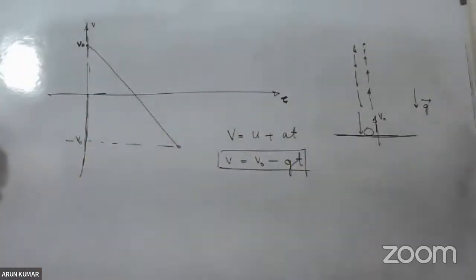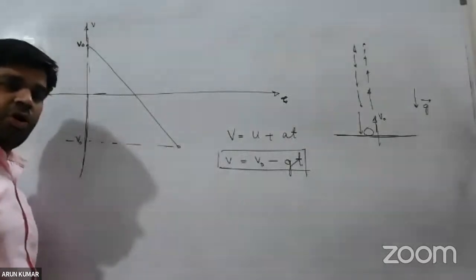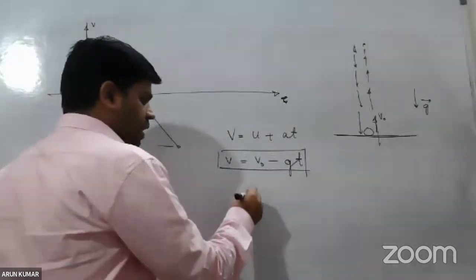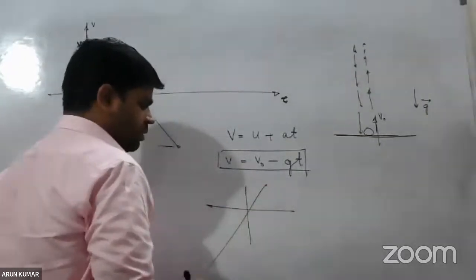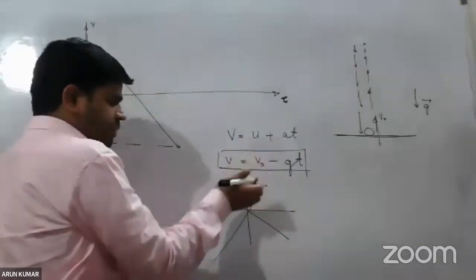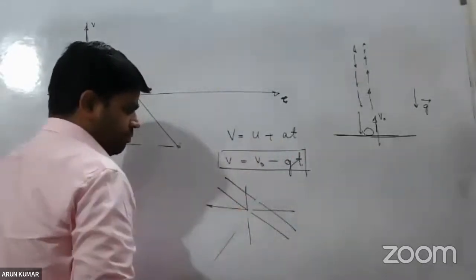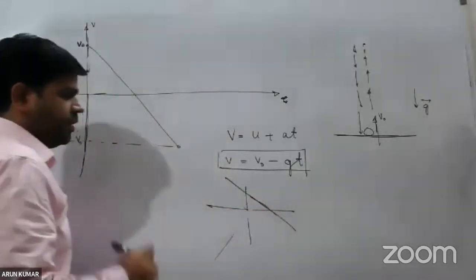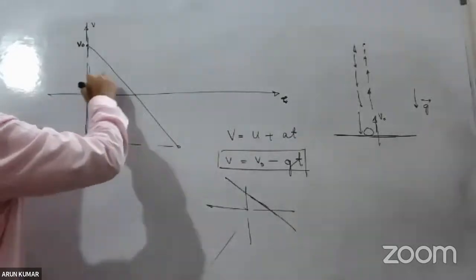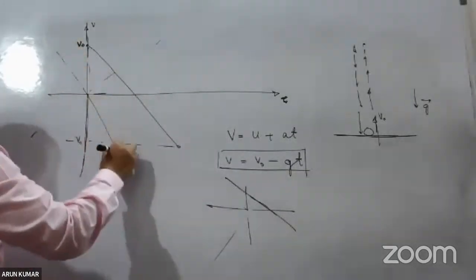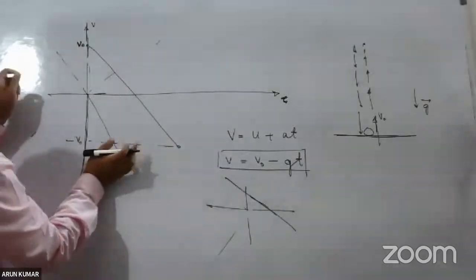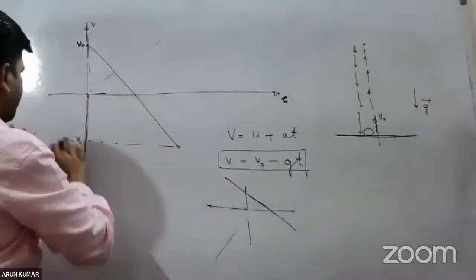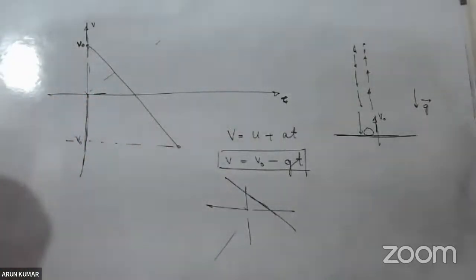How do I plot this? y is equal to mx plus c, the slope-intercept form, for the NEET students who did not attend that session. How do we plot this? I've got y is equal to mx, y is equal to minus mx plus v naught. That's how I plot it. So I've got y is equal to x like this, y is equal to minus x like this, minus gt. Then I put the intercept at v naught, so this passes through 0 comma v naught. You all agree with this?